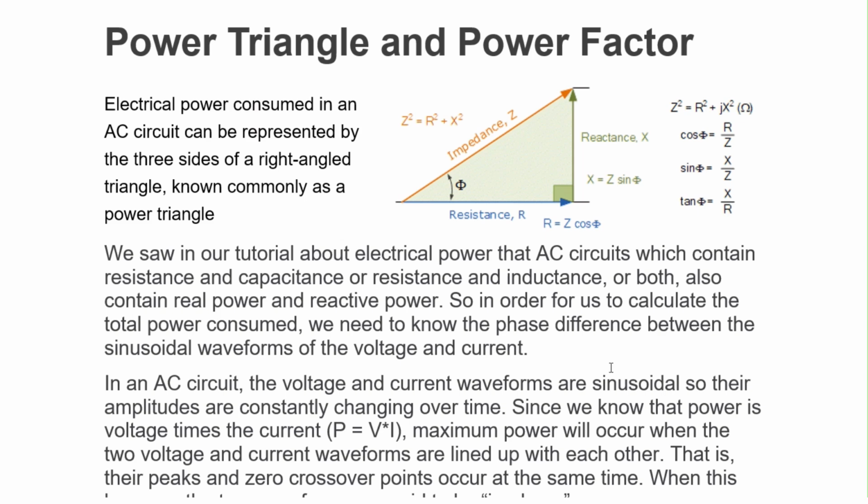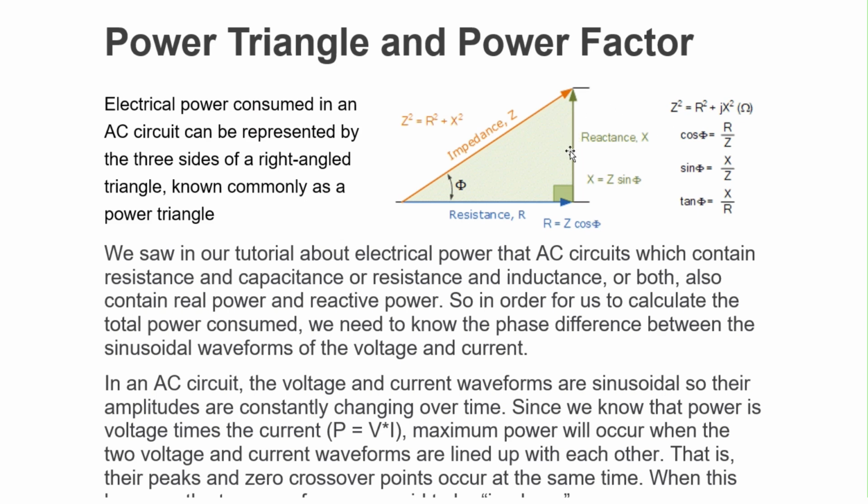Here we are going to discuss power triangle and power factor. We have seen earlier this impedance triangle which consists of impedance as the diagonal of the right angle triangle, resistance as the base of this right angle triangle, and reactance as the perpendicular of this right angle triangle. So all these three things, resistance, reactance, and impedance, can be shown as the part of a right angle triangle.